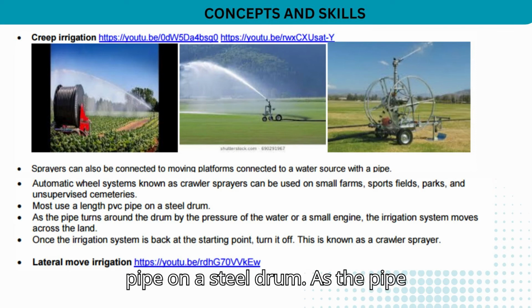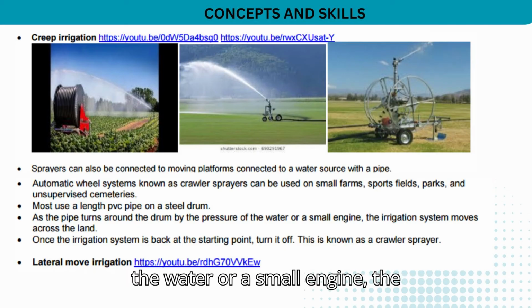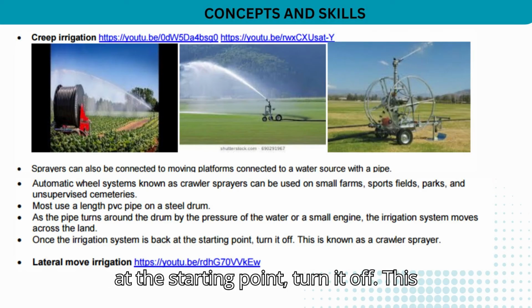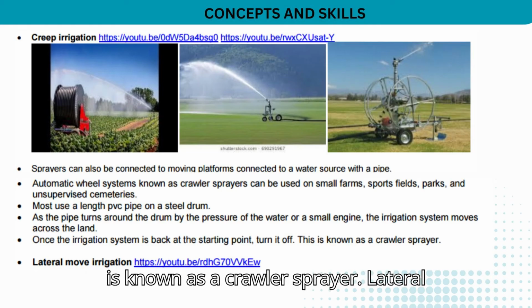Most use a length of PVC pipe on a steel drum. As the pipe turns around the drum by the pressure of the water or a small engine, the irrigation system moves across the land. Once the irrigation system is back at the starting point, turn it off. This is known as a crawler sprayer.